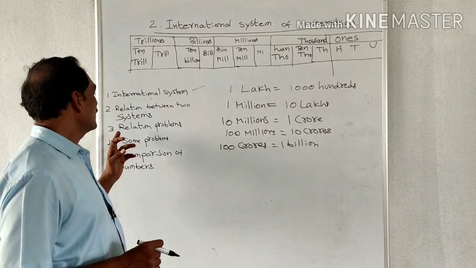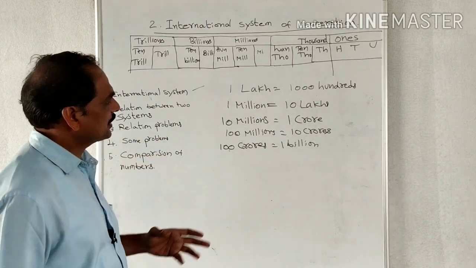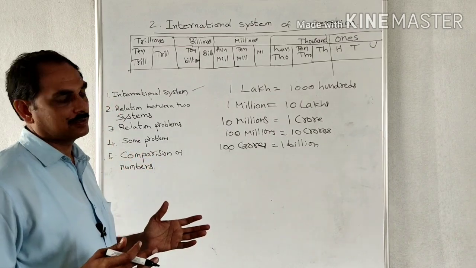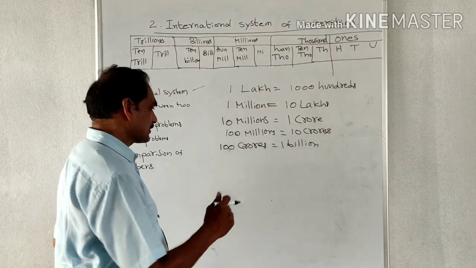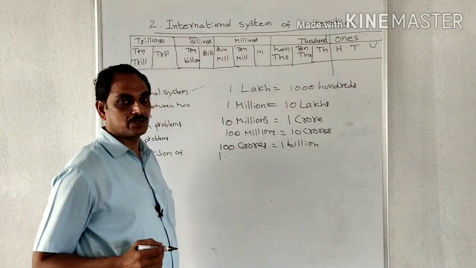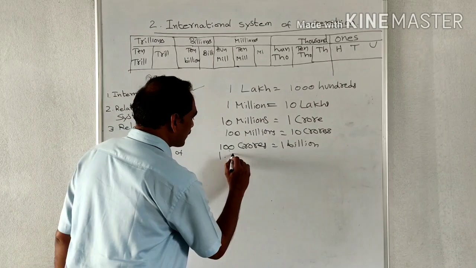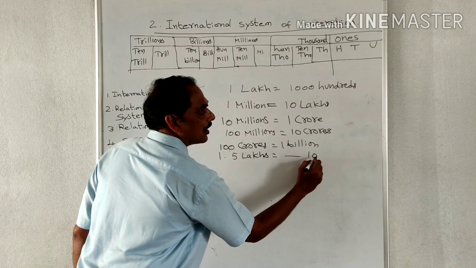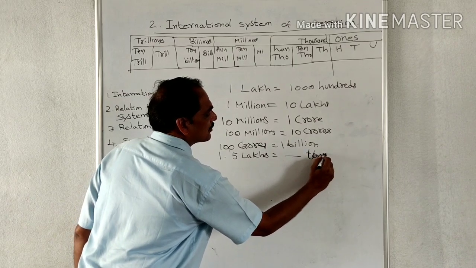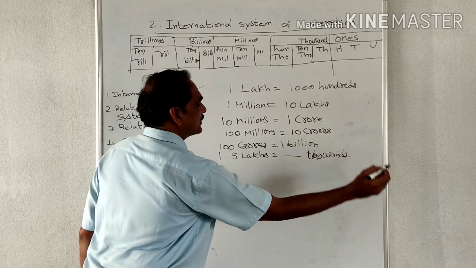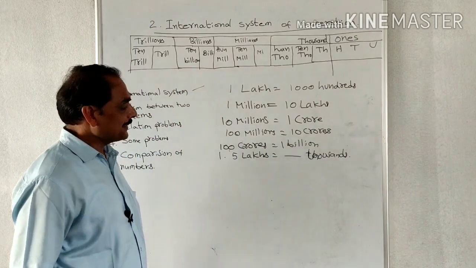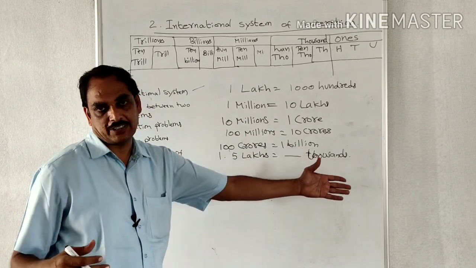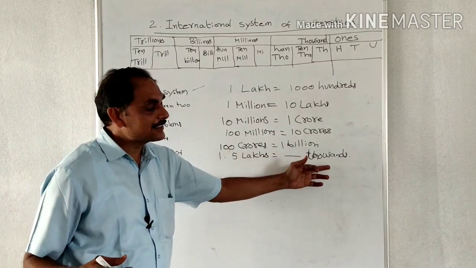Next, relation problems. First, the first problem which we are going to discuss is: 5 lakhs equals dash thousands. How many thousands are equal to 5 lakhs, or 5 lakhs equals how many thousands?